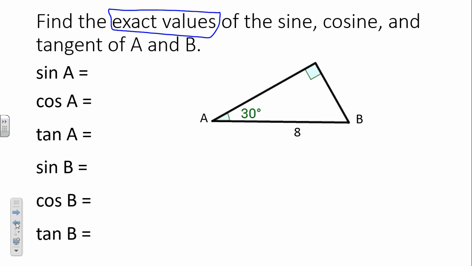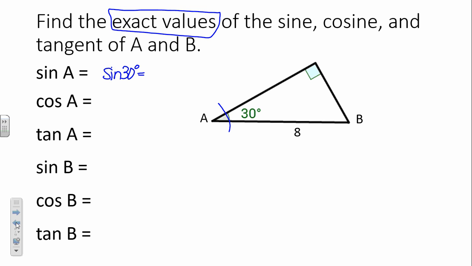Okay? So we look at angle A, and we notice if they're going to ask us for an exact value, it's going to have to be a 30, 60, 90, or a 45, 45, 90 triangle, one of our special triangles. And here's our angle A. It's our 30-degree angle. So the sine of 30 degrees is going to be something over something.